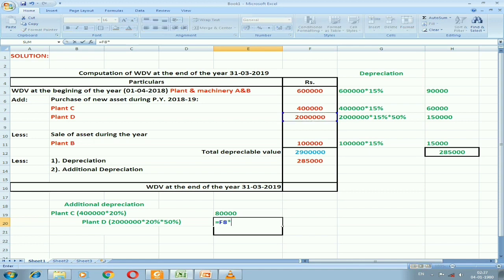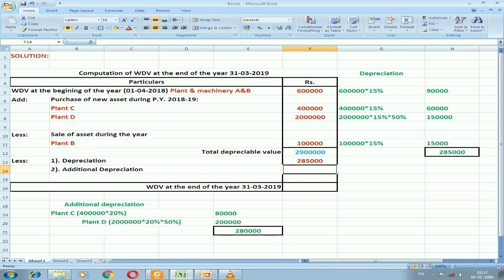Then we need to add both plant C and plant D amounts, and that total, that is 2,80,000, we need to write in front of additional depreciation.